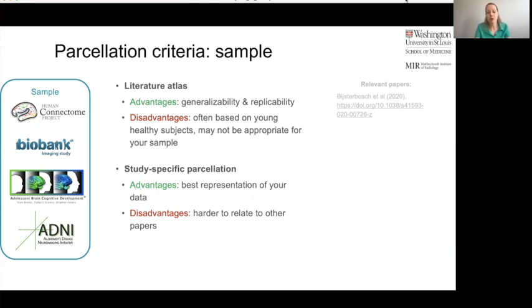An alternative option is to use the data that you're going to use for your study to do a study-specific parcellation. For example, you can use some of the algorithms that have been shared using, for example, either independent component analysis or different clustering approaches that people have developed to actually derive a parcellation that is specific to your study. The advantage of that is that you're going to get the best representation of your data. But a potential disadvantage is that it can be a little bit harder to relate your results to other papers because the nodes might have shifted a little bit.